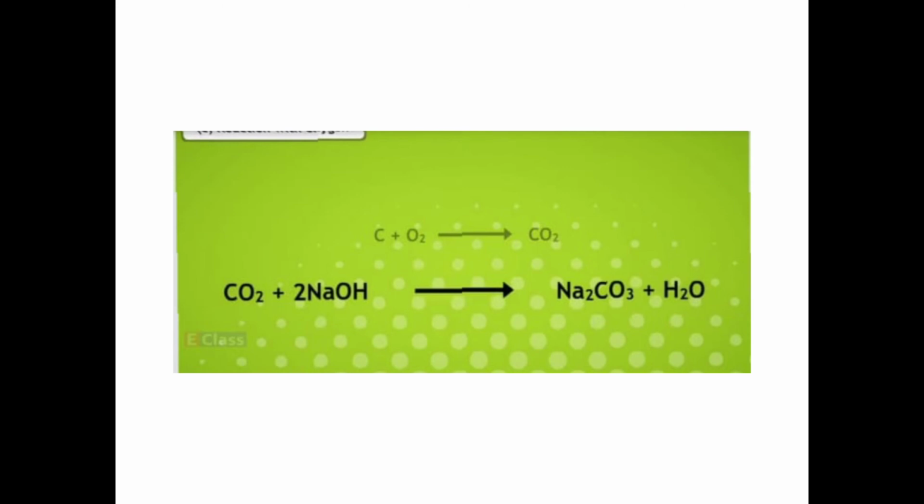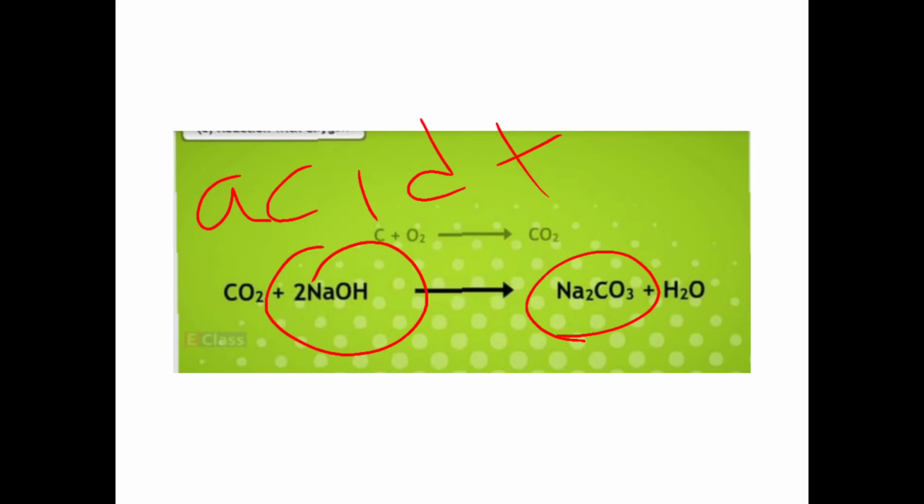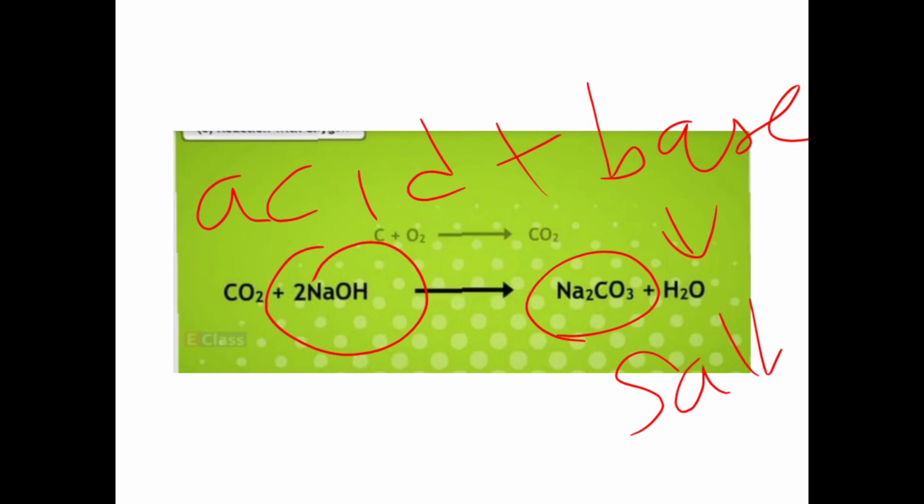So it behaves like a non-metal oxide forming an acidic oxide, and that is why when it reacts with a base it forms salt. So remember one thing, when acid reacts with base it forms salt. Now this NaOH is a base, and with this it forms salt, so the oxide must be acidic. So how are the non-metal oxides? Non-metal oxides are acidic in nature.